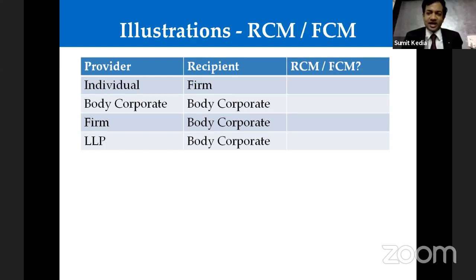So if it's in the first two cases, forward charge. In the second two cases, RCM will be applicable. So please be careful when you make the applicability of RCM in case of renting of motor vehicles.